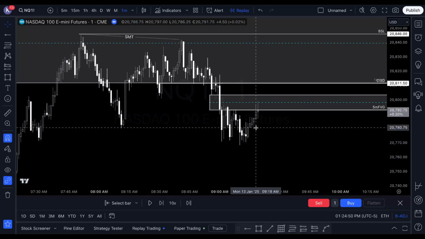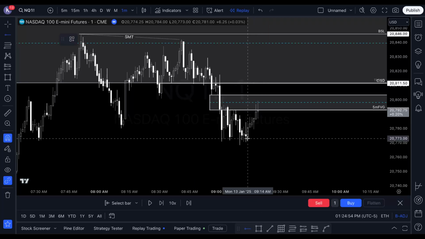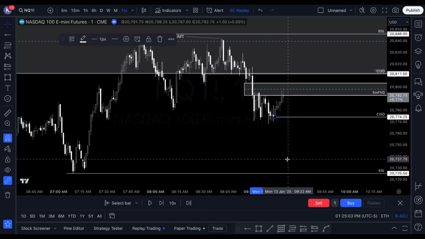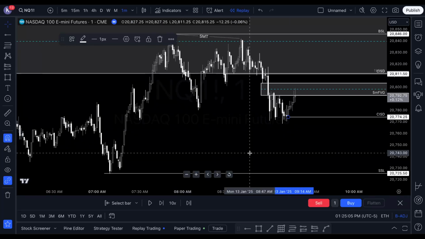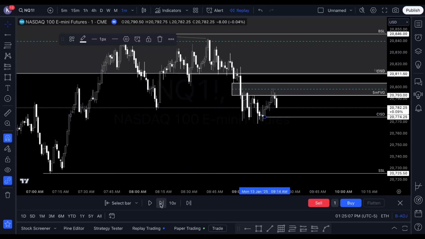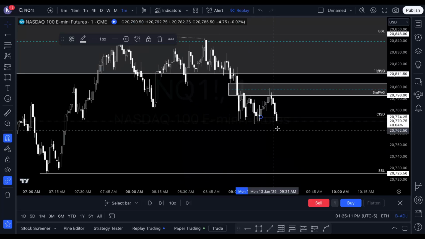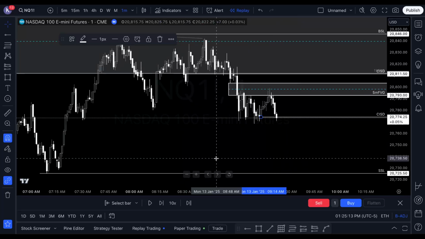Okay, boom. We have our 5-minute fair value gap tap right here. So now what I would like to see is this cluster of up close candles. I would like to see a closure below this cluster of up close candles for a change in the state of delivery to show me that we're ready to go to these relatively equal lows right here. And this is still before market open. And then right before market open, we have our close below our change in state of delivery.